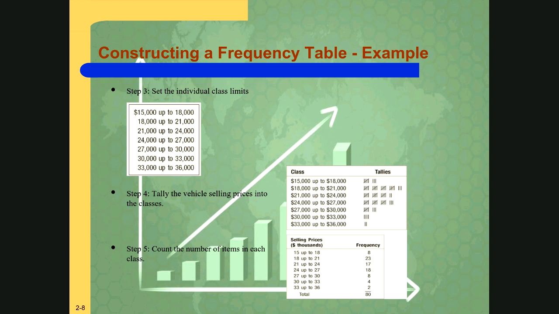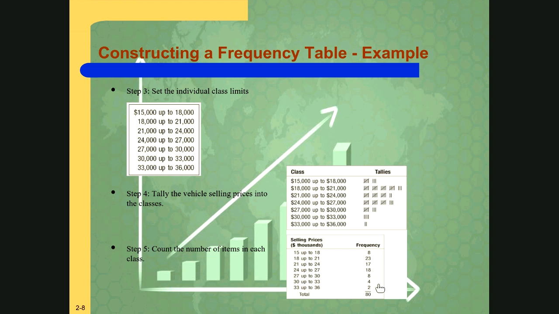Okay, so you have the classes. If you look on the right side, here are the classes over here. Tallies is the frequency. So you have the selling price, and then they just converted this marking into the frequency numbers.